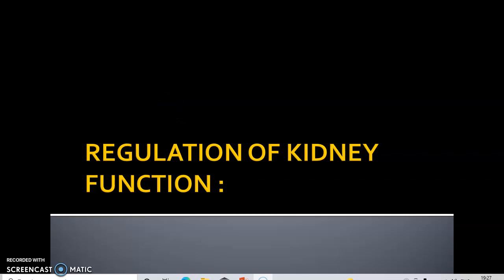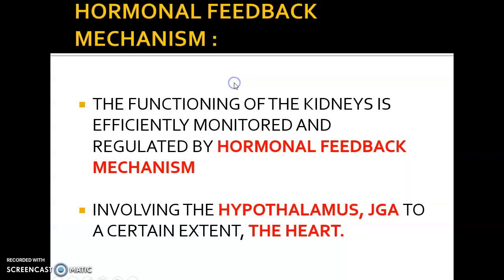So having understood the structure of the kidney, the function of the nephron, as well as the formation of urine, now let's move on to see how the regulation of kidney function happens. So we know that every organ and every system in our body is under both nervous control as well as hormonal control, right? So let's discuss the hormonal feedback mechanism involved in the control of your kidney.